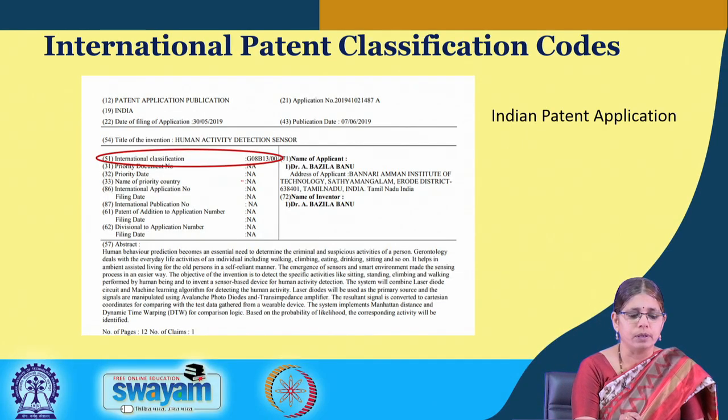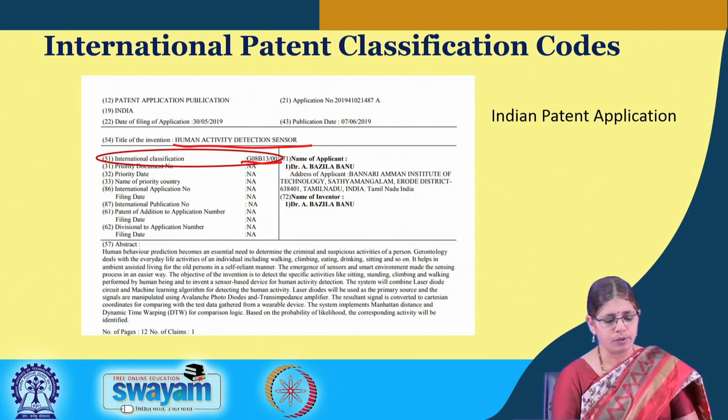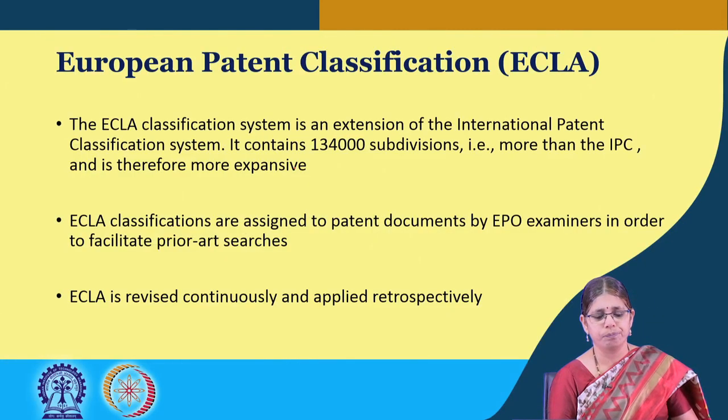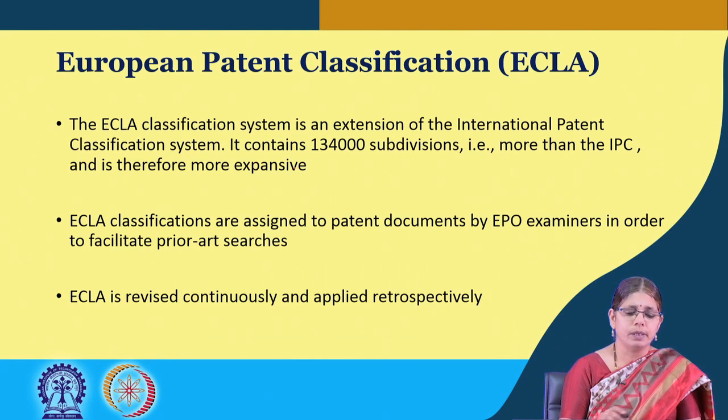Here again you see another application, an Indian application which talks about a human activity detection sensor, belonging to the G class, and it has this particular international classification under which it is coded. The European classification system is an extension of the international patent classification system. Today we have more than 13,000 classes, which runs into a huge number. In some sense it has become much more expansive than the IPC.